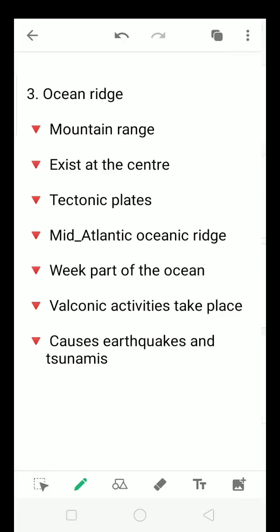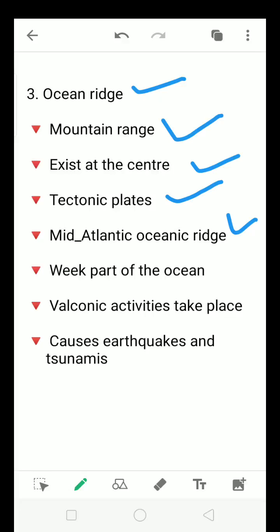The third feature is the ocean ridge. Ocean ridges are like mountains. We can say that these are the mountain range that we can find in the sea. And these mountains exist at the center of the ocean. How did these mountains come into existence? When the tectonic plates under the sea move, these ridges come into existence, and we can find these at the mid-Atlantic Ocean ridge.